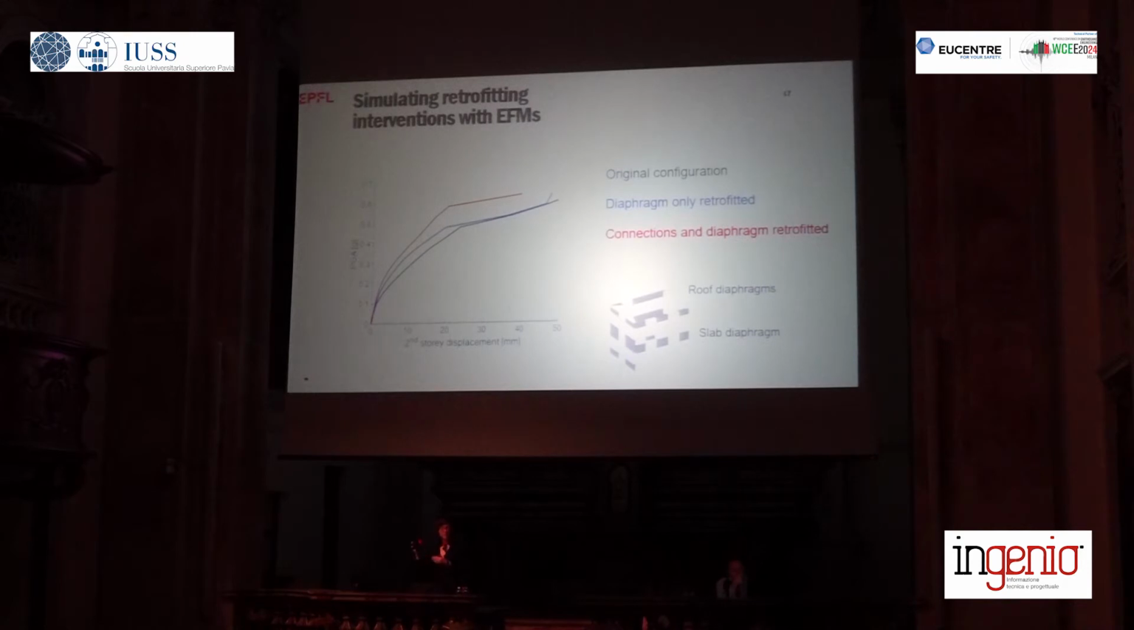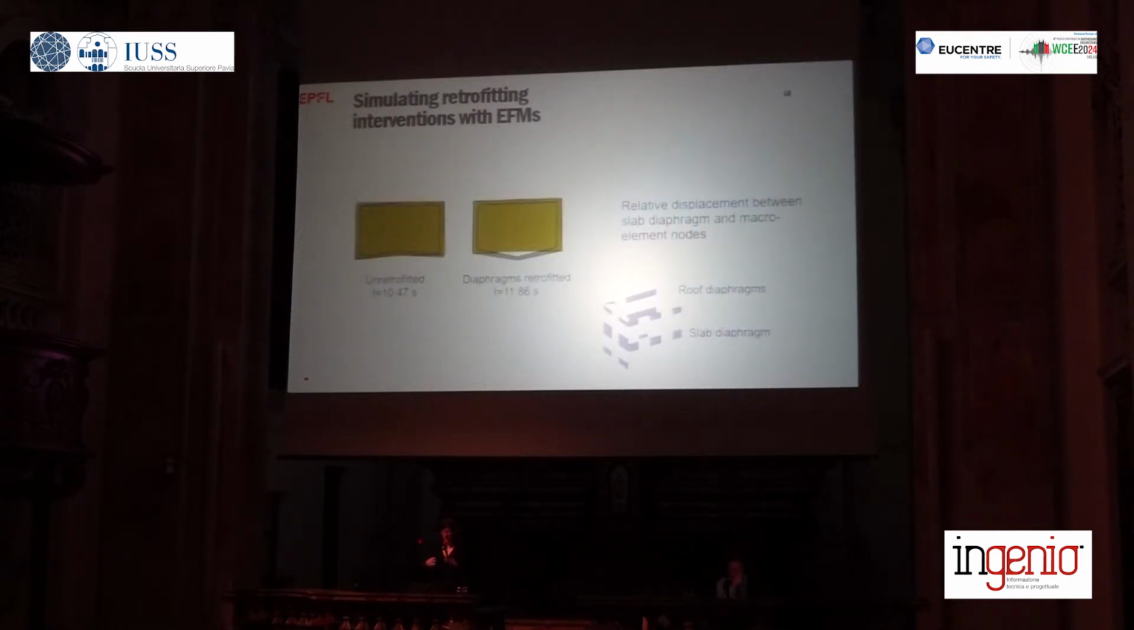Why? Because at a certain PGA level you really get sliding in all the joints between the diaphragm and the wall, and then the effect of stiffening the diaphragm is basically for nothing. Of course, the best result we get is if we improve the connections and the diaphragm, which is represented here by the red line. Also the effect of the connections we can see when we look at the relative displacements between diaphragm nodes and macro element nodes. If the diaphragm is unretrofitted and very flexible, the relative displacements are actually not so large because there's not that much sliding, but they are not zero.